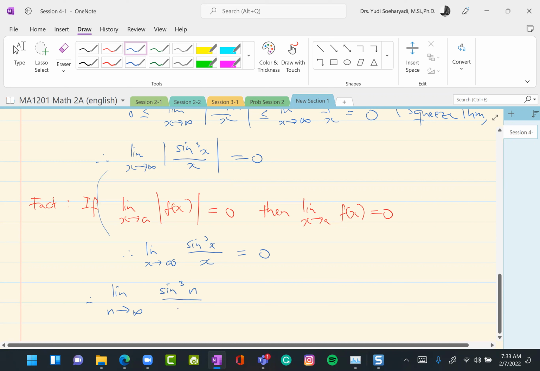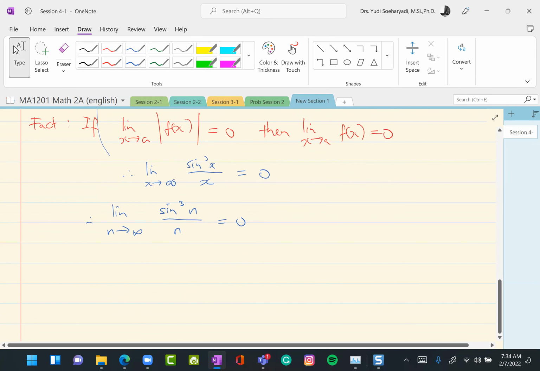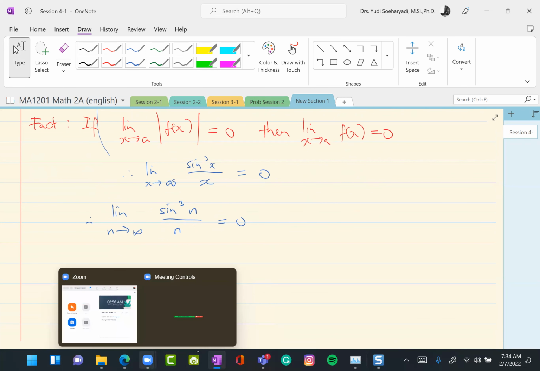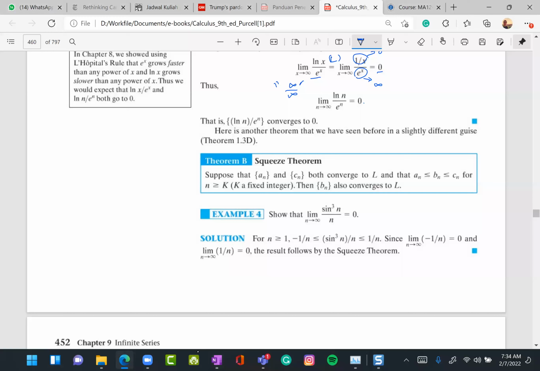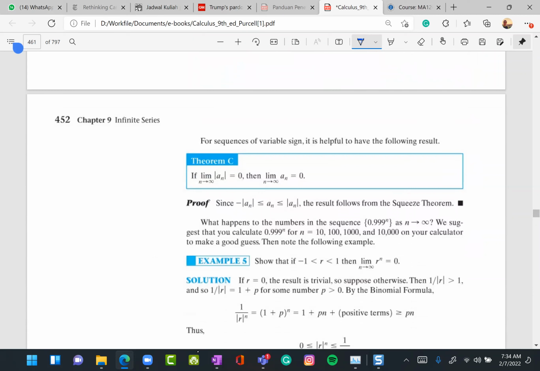Turn this to parameter n. Okay, so this is how we use the L'Hopital in this case. Let's go back to this one. There, this is one. So with absolute value equals 0, then without absolute value is 0.